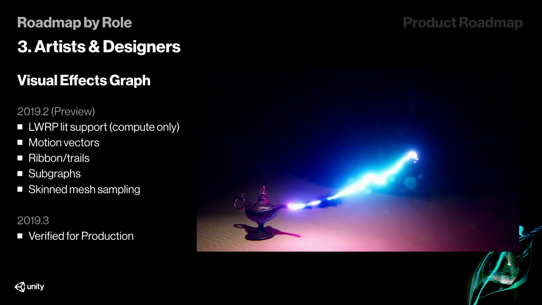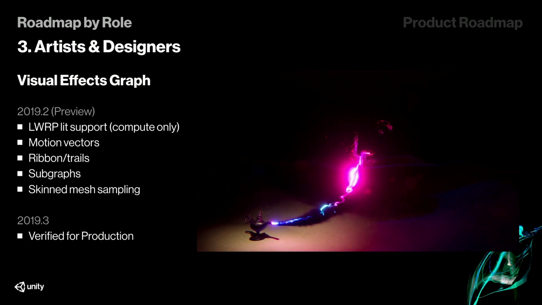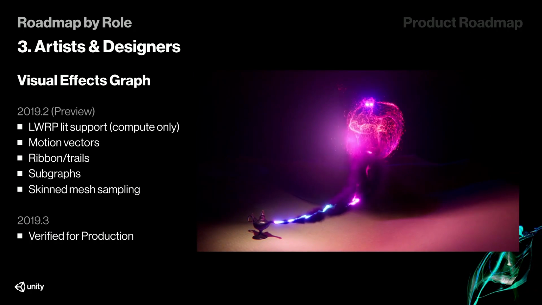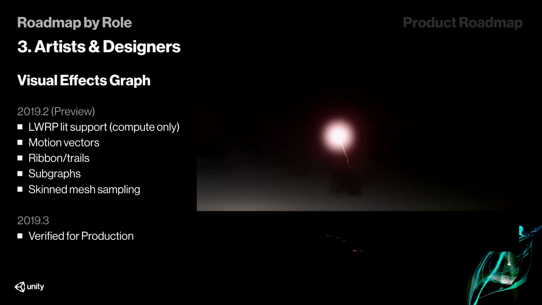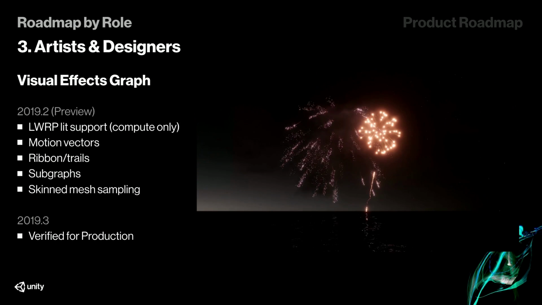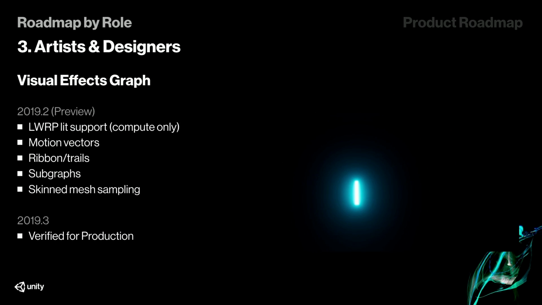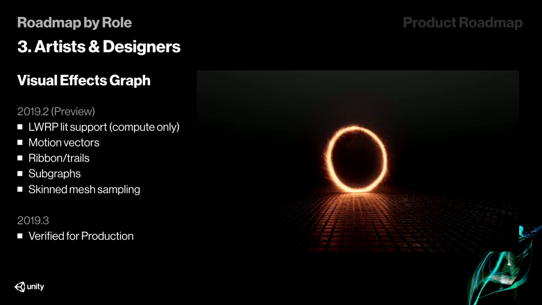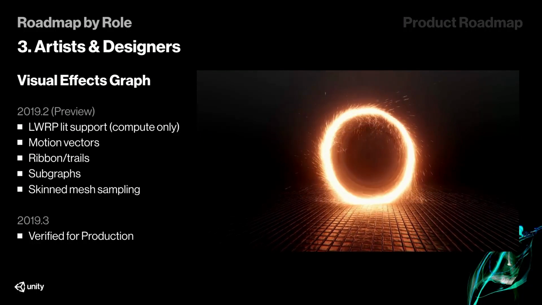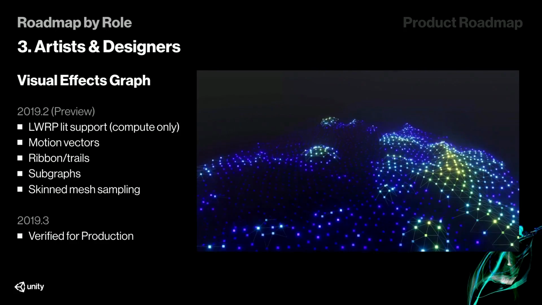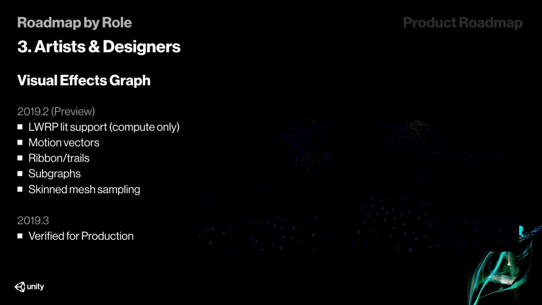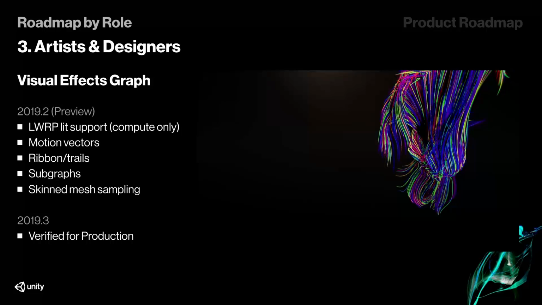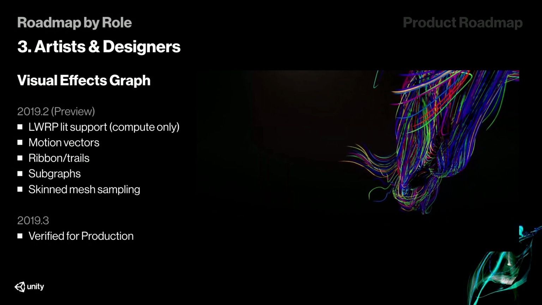In .2, we have the lit support. We're adding support for motion vectors, ribbons, and trails. We'll also have subgraphs like Shader Graph has, so that you can build more complex effects and separate things out a bit easier. The skin mesh sampling is nice because you can spawn particles from the surface of an animated character mesh. And then in 2019.3, we are focused on getting out of preview and being production ready, doing bug fixing and all the like.